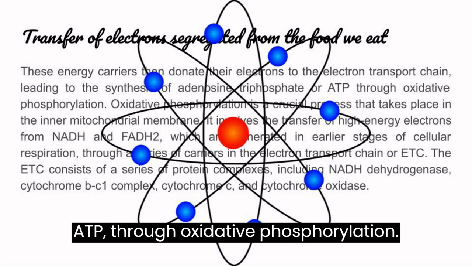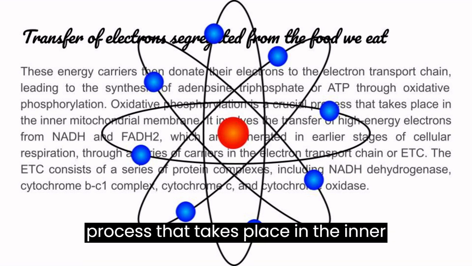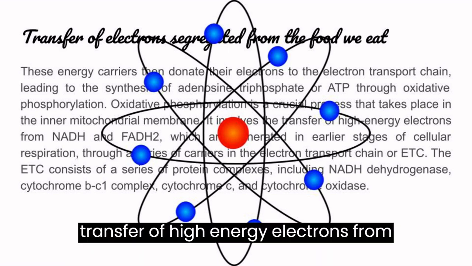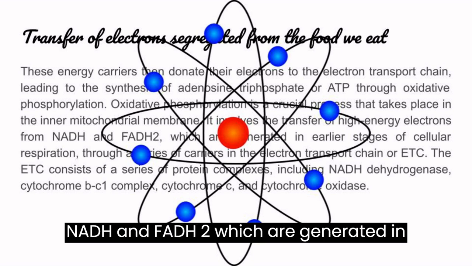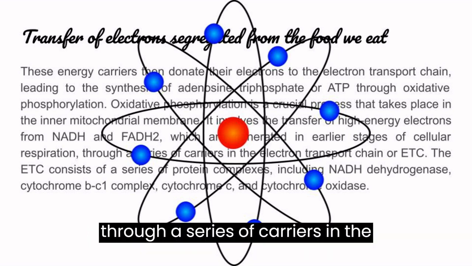ATP through oxidative phosphorylation. Oxidative phosphorylation is a crucial process that takes place in the inner mitochondrial membrane. It involves the transfer of high-energy electrons from NADH and FADH2, which are generated in earlier stages of cellular respiration, through a series of carriers in the electron transport chain or ETC.